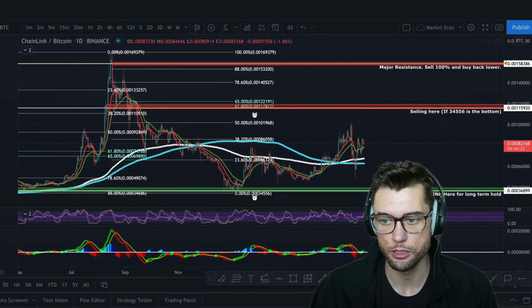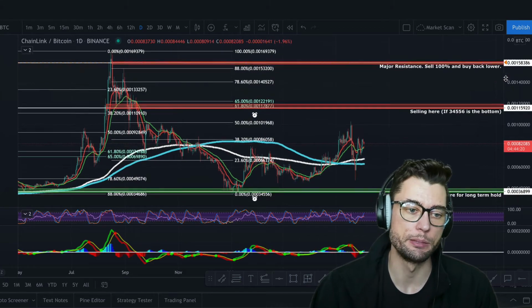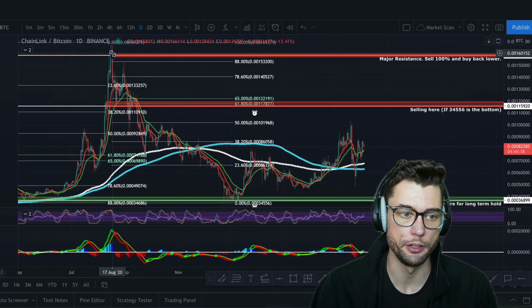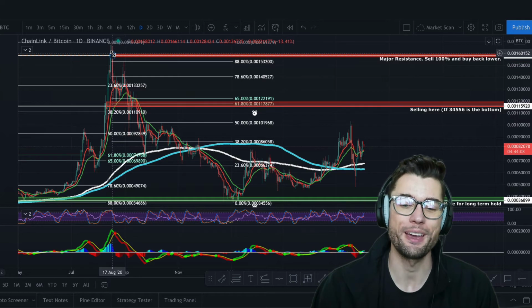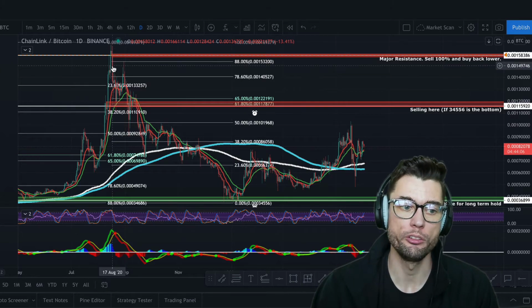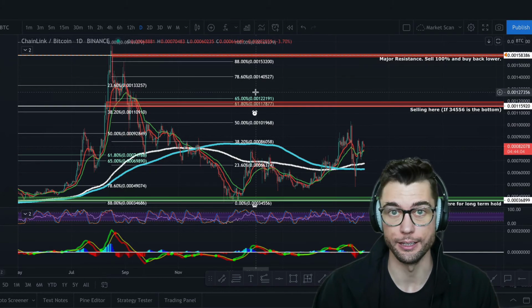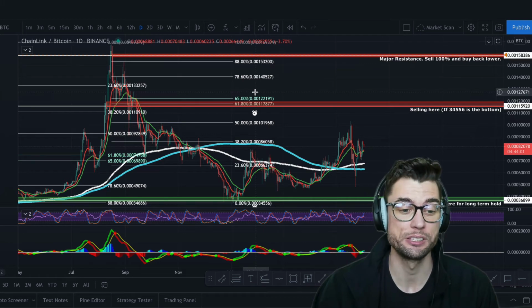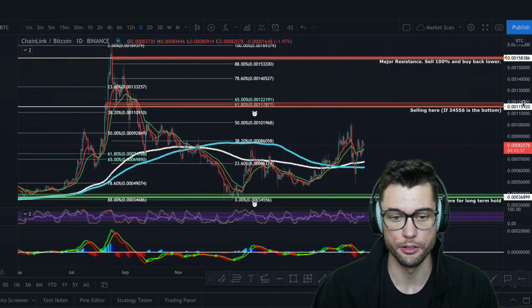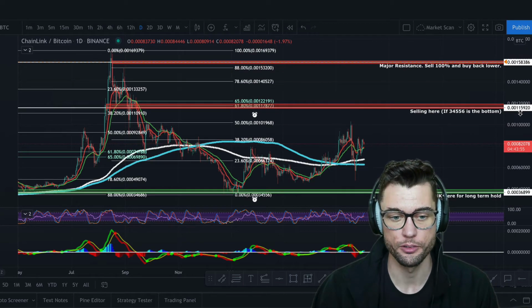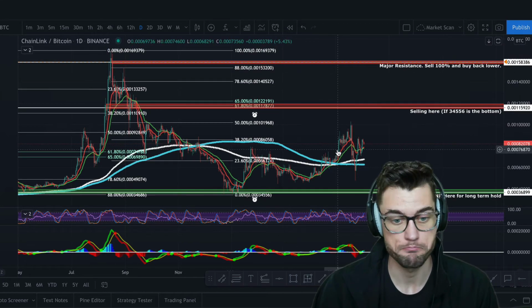I'm just talking like crazy. This is Link against Bitcoin. If you held Bitcoin since literally June, July, so almost a year ago, 10 months. For the past 10 months, you would have been better off holding Bitcoin than Link. Can you believe that? That's pretty crazy, right? 10 months of holding Bitcoin would have outperformed Link.